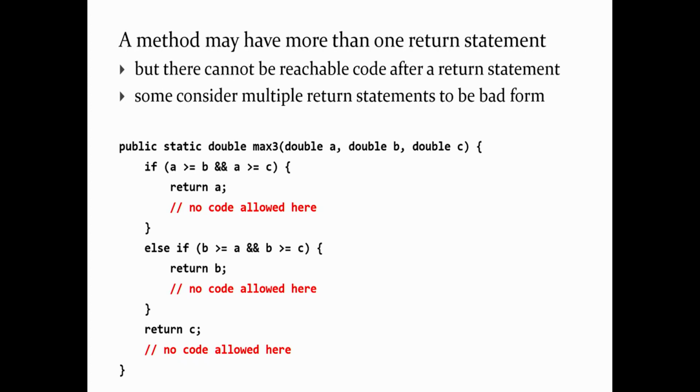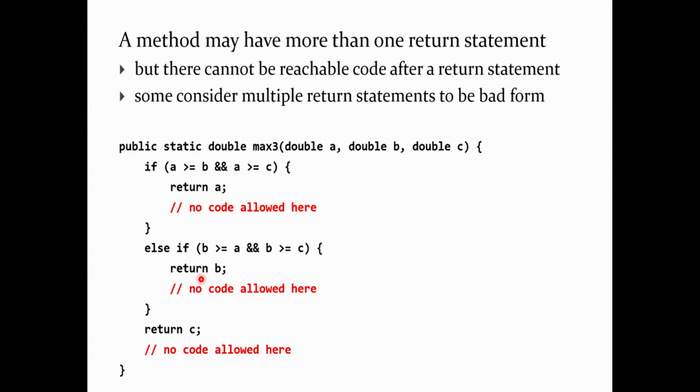You are allowed to have more than one return statement in a method. But there can't be any code immediately after the return statement in the same block. So there's no reachable code allowed after the return statement. So if I wanted to, instead of making a variable called result, I can just return A here, and that's fine, because if you reach this line of code, the method stops. So there is no code after this return, and the only way to reach this line is if the condition in this if statement is true.